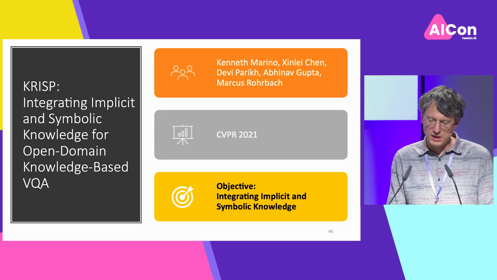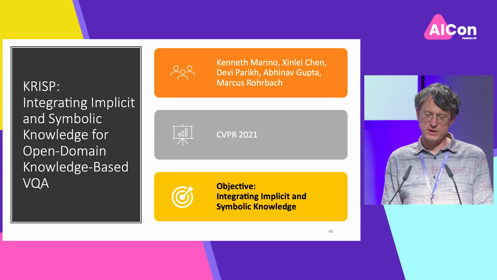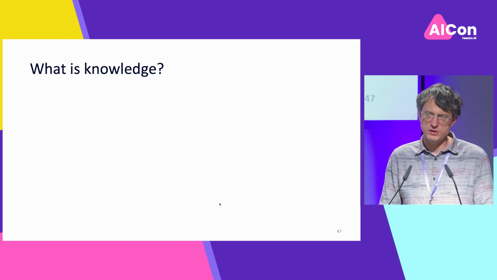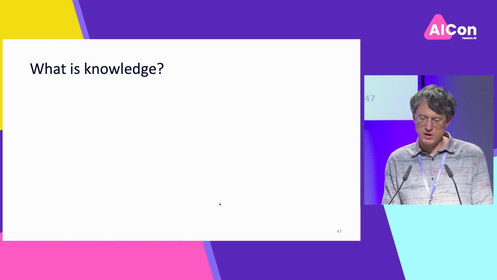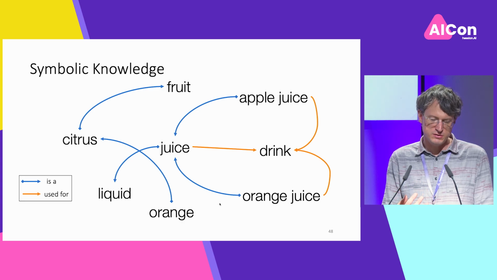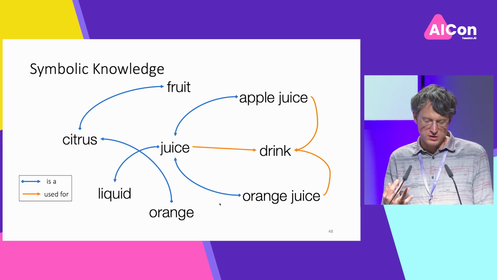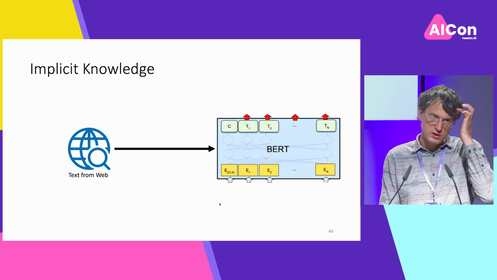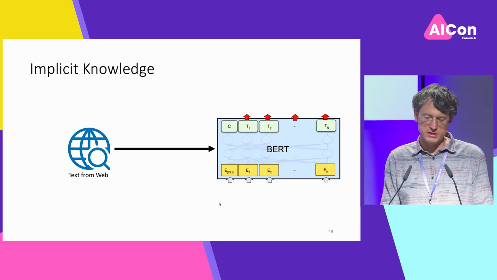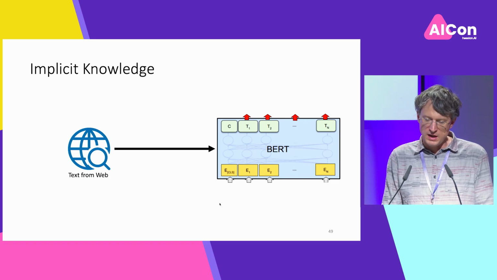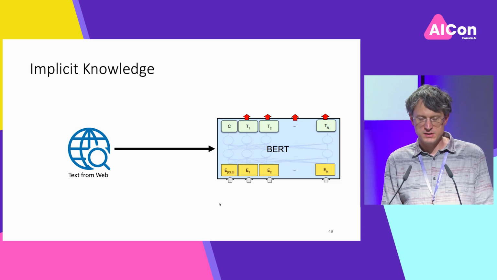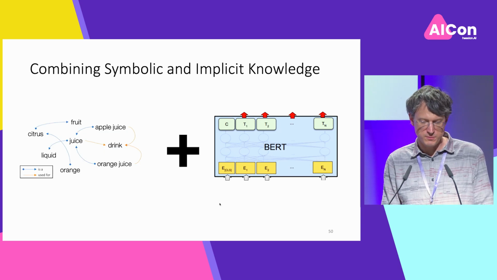There's another aspect which we looked at, which is how do we integrate knowledge, and that's what we looked at in this talk. Maybe the first question to answer is, what is knowledge? By knowledge, I mean here symbolic knowledge, for example, that citrus is a fruit, and juice is a kind of drink, and how these can be related. And then there's also implicit knowledge, which is encoded, for example, in large language models, such as BERT or GPT. The idea of this work is to use both of these knowledge bases to answer questions.